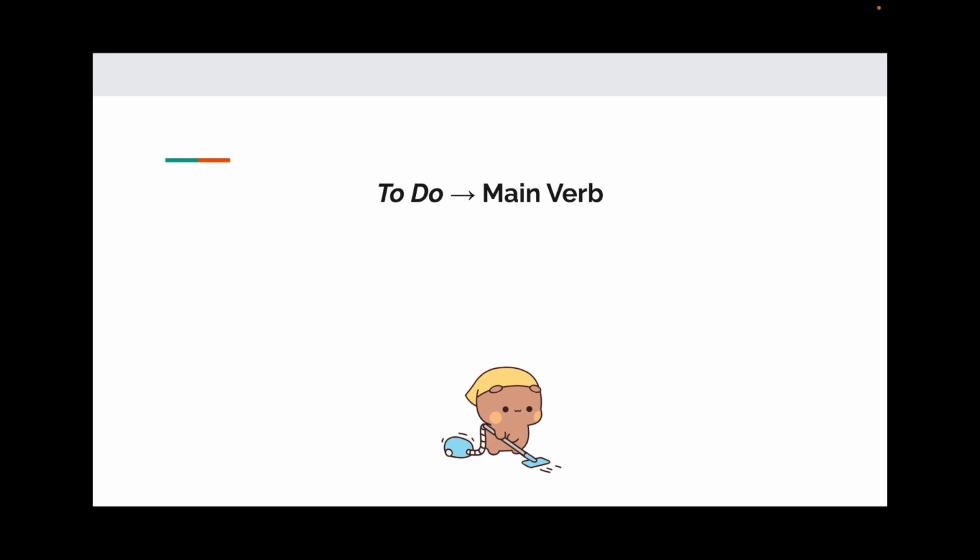Using to do as a main verb helps us to show who is doing the action. For example, I do things. They do stuff. We do chores. All of these sentences show that action is happening.